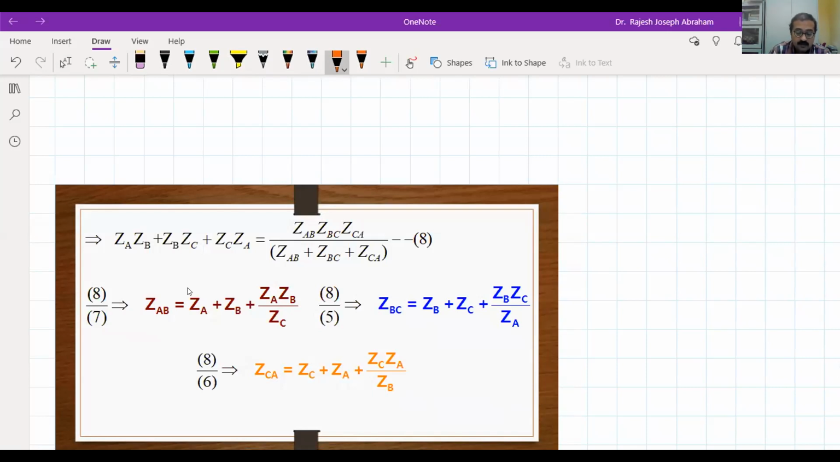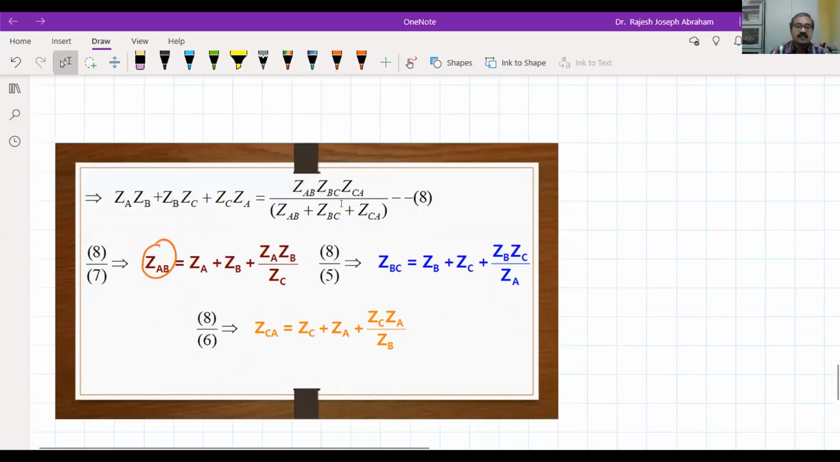So it is easy to remember. If you want to find ZAB, you take the sum of the impedances sharing the suffixes of the corresponding delta arm: ZA plus ZB plus the product of the two, ZA into ZB, divided by the third impedance. ZBC will be ZB plus ZC plus ZB into ZC divided by ZA. Similarly, ZCA will be ZC plus ZA plus ZC into ZA divided by the third branch, ZB. In this way, one can convert star to delta and delta to star.